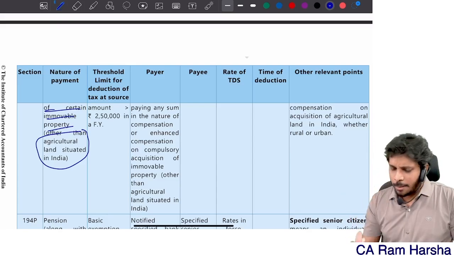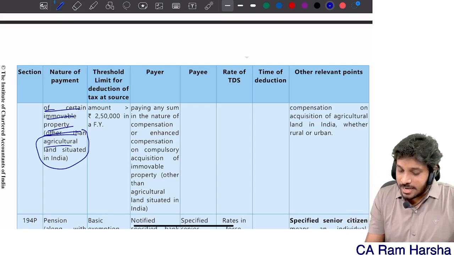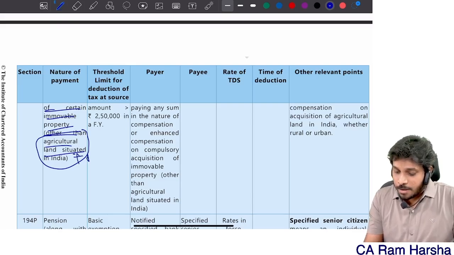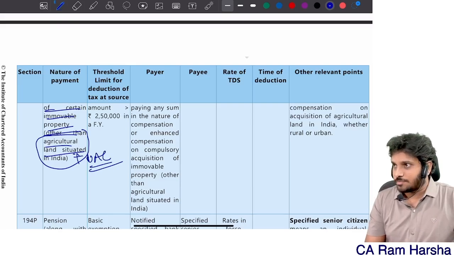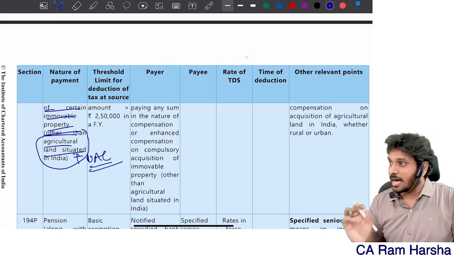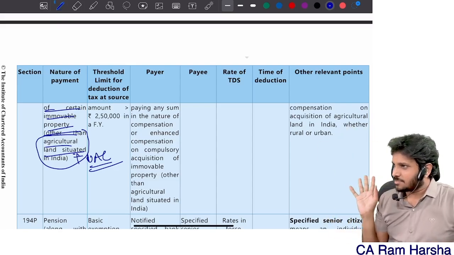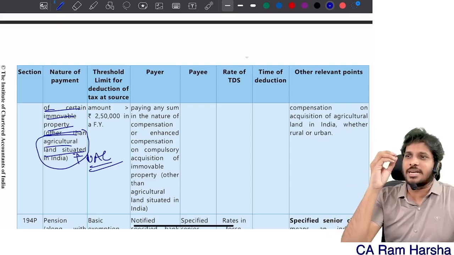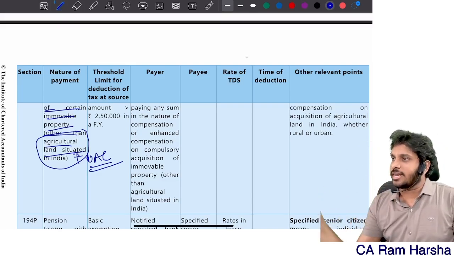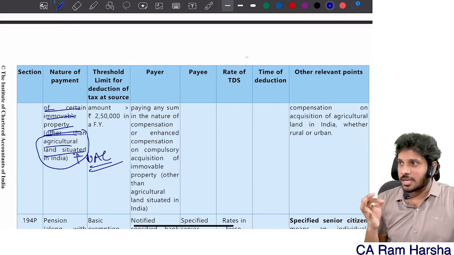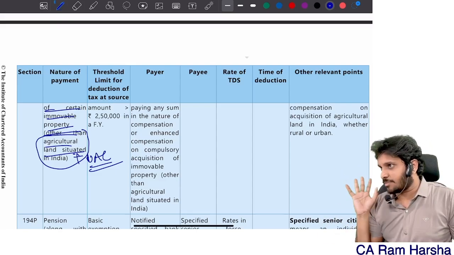So here, one more thing. Other than agricultural land, they said, right? Which agricultural land? This agricultural land includes urban agricultural land also. If at all we are compulsorily acquiring agricultural land, simple. If at all government is compulsorily acquiring agricultural land, no TDS. If at all government is compulsorily acquiring any other immovable property, TDS provision under 194LA is applicable.